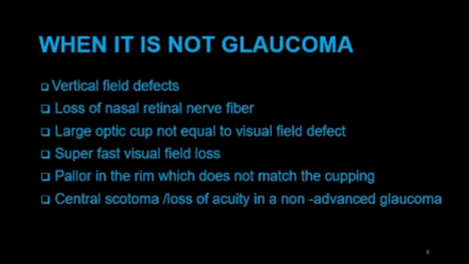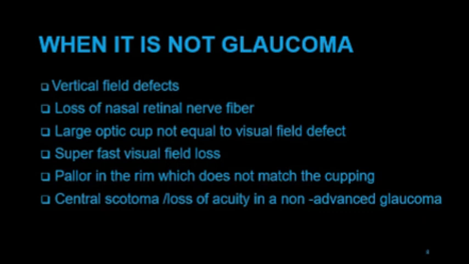Again, loss of nasal retinal nerve fiber. In your retinal nerve fiber arrangement, there is the superior nasal, inferior nasal, superior temporal, inferior temporal, and then the papillomacular bundles. The superior temporal and inferior temporal are the most susceptible to glaucoma damage, and the papillomacular bundles and the nasal retinal fibers are least susceptible. So when you see a loss in the nasal retinal nerve fiber layer, and the superior and inferior temporal fibers are still intact, likely we are not dealing with a case of glaucoma.